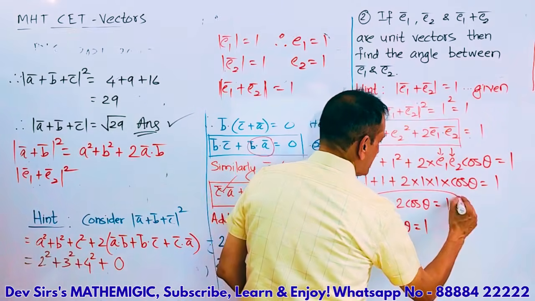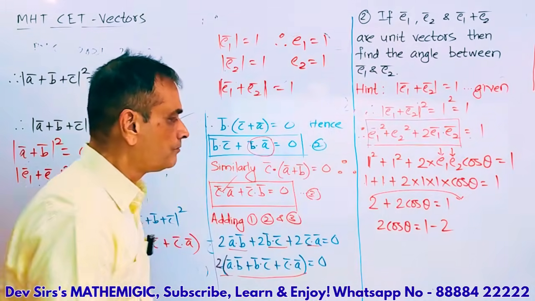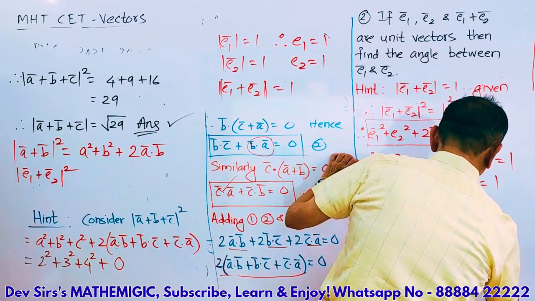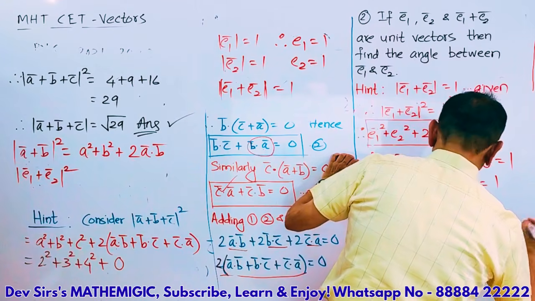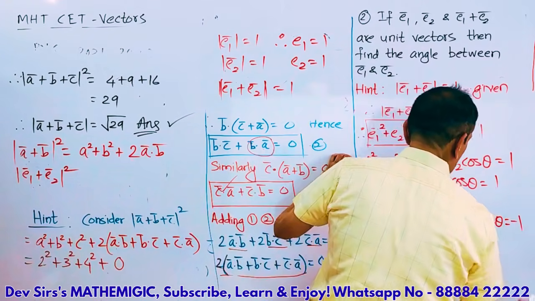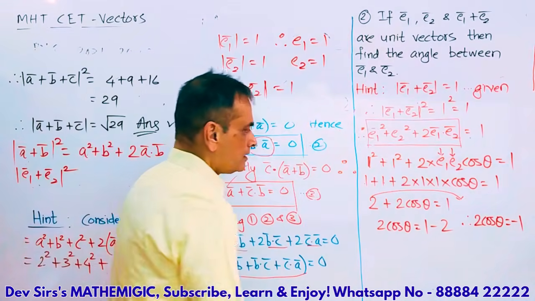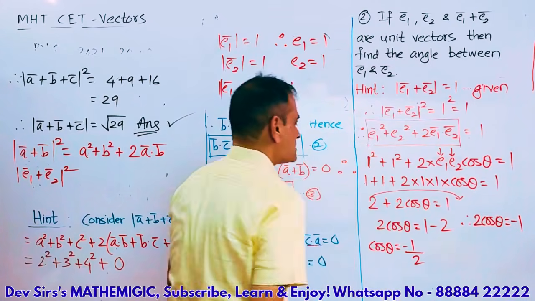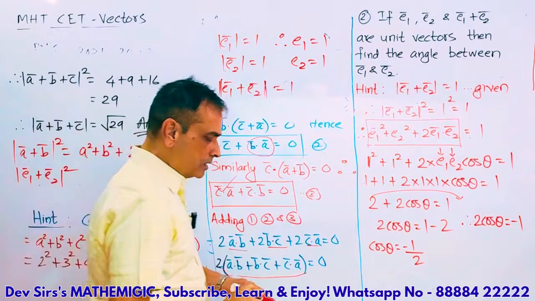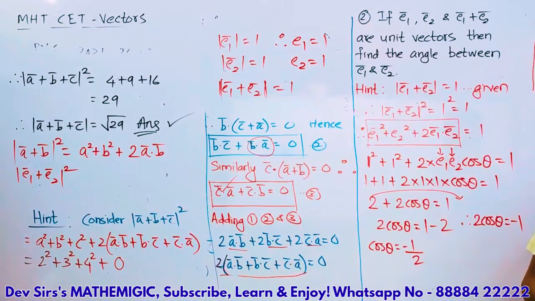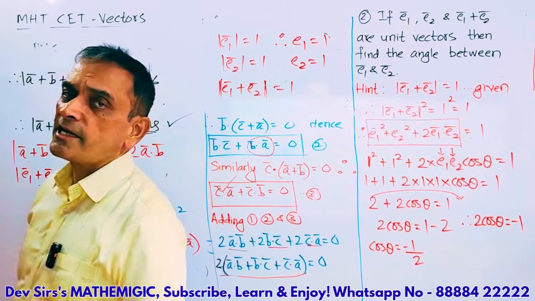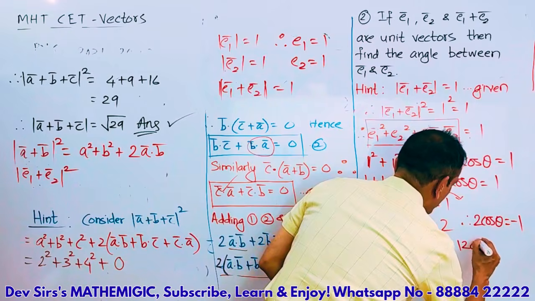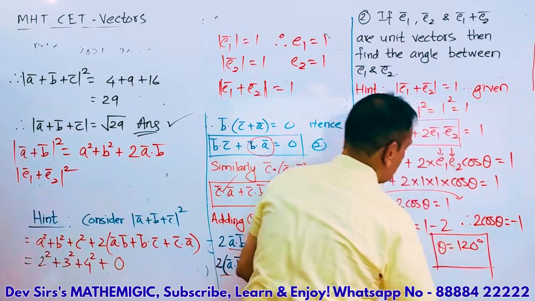1, this 2 goes on the right hand side, minus 2. So you get 2 cos theta, 1 minus 2 is minus 1. So cos theta is minus 1 by 2. Now you have learnt in trigonometry that if cos theta is half, theta is equal to 60 degrees. But if cos theta is minus half, theta is equal to 120 degrees. That was the option given.